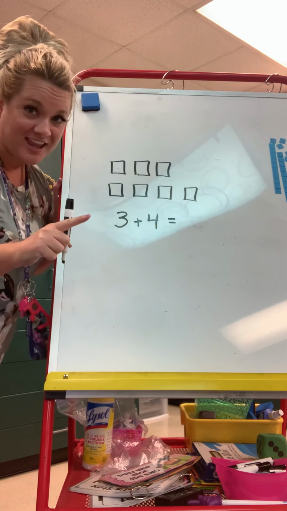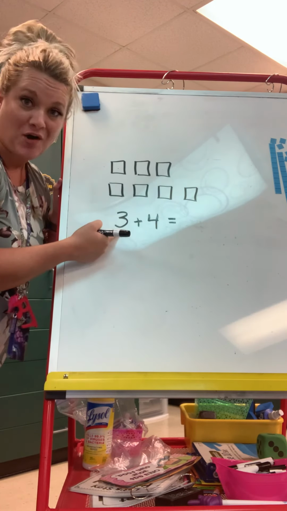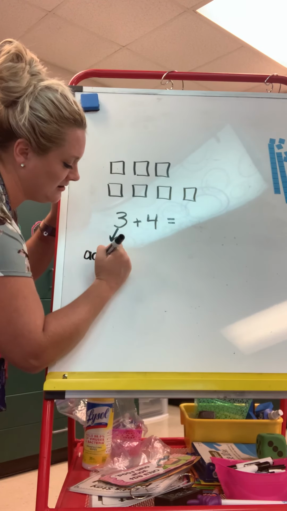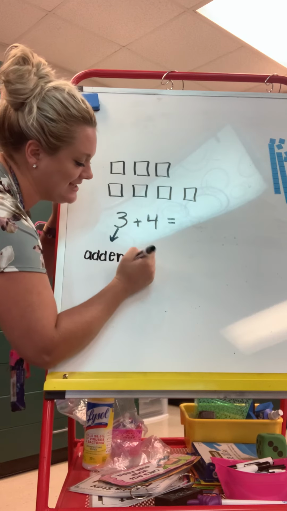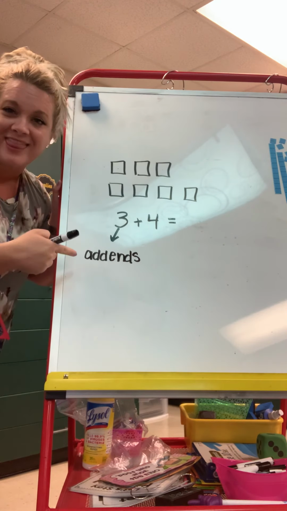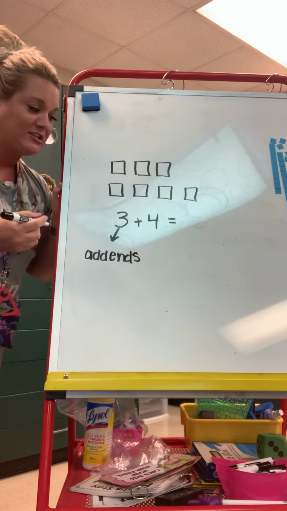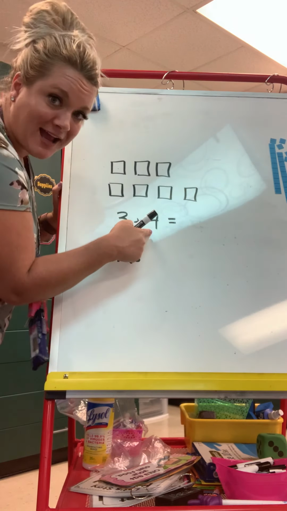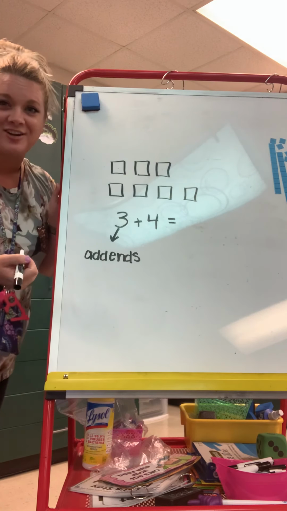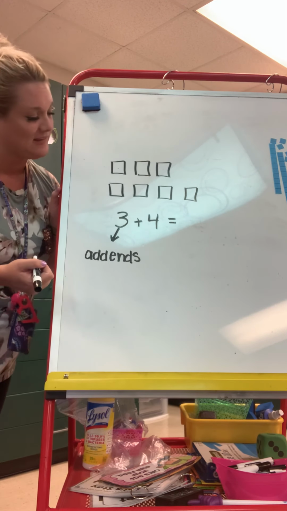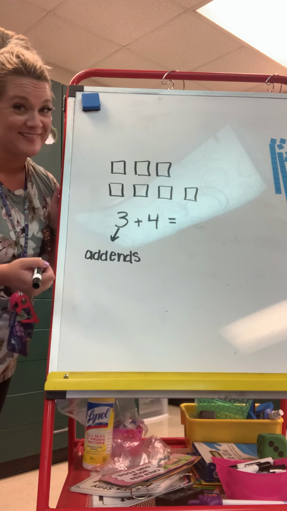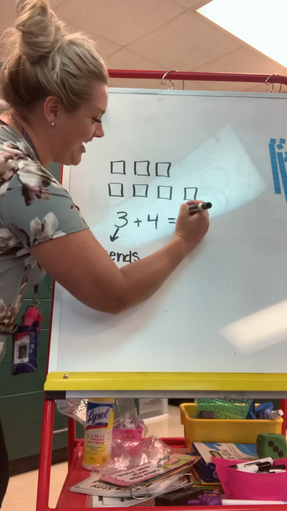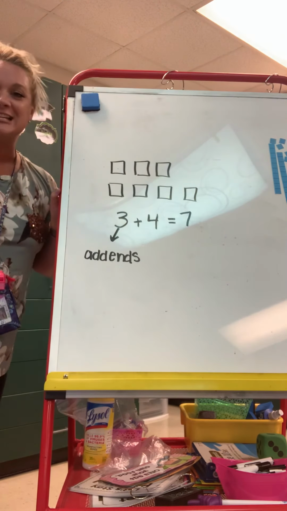Now, before we find that answer, I want to tell you what these numbers are called. These numbers are called add-ins. Okay, so if I use that word, that's what I'm talking about. So I could say, if I have the add-in 3 plus the other add-in 4, how many do I have all together? 7. You're right, there's 7. So 3 plus 4 is 7.